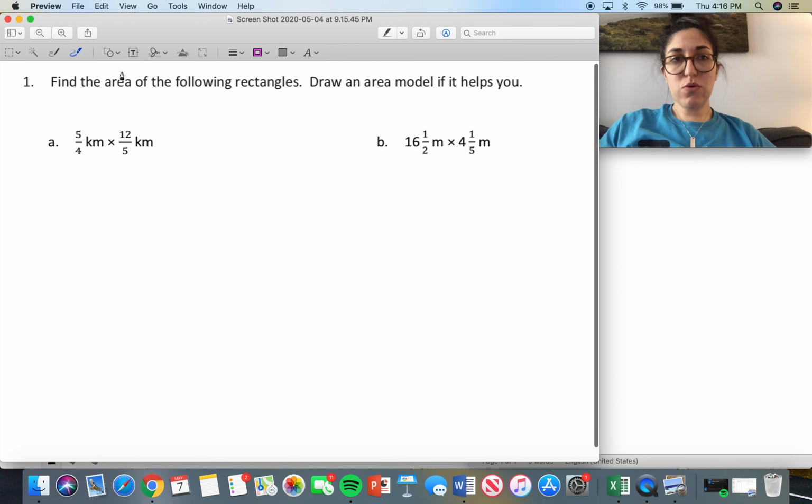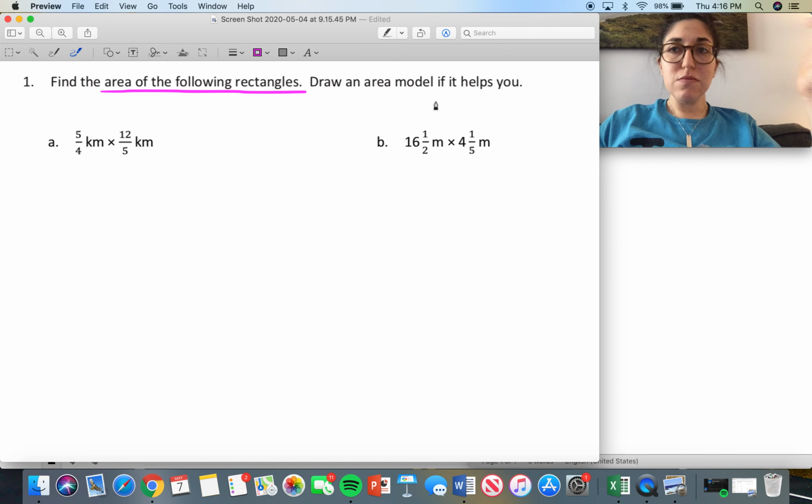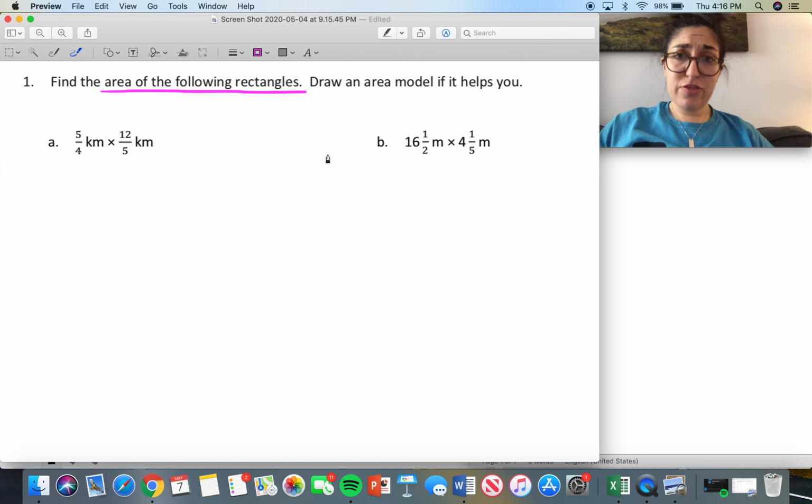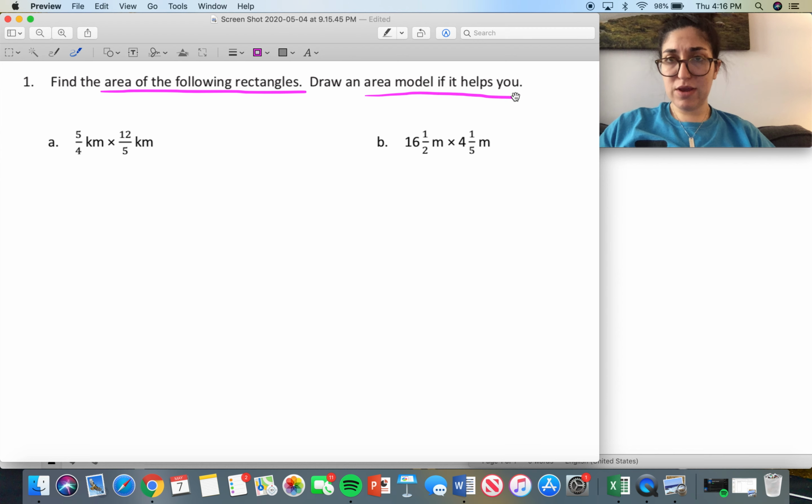So we're still working on area here, and the question is as follows. It says, find the area of the following rectangles. Draw an area model if it helps you. One thing that's different about this question as opposed to the ones that we've gotten before is that normally we see a picture that comes along with it, and in this case it's saying, listen, you're going to need to draw that picture yourself. So that's why this is here, draw an area model if it helps you, right?